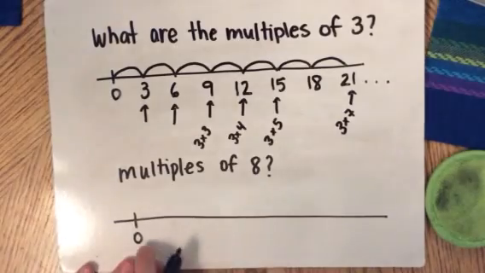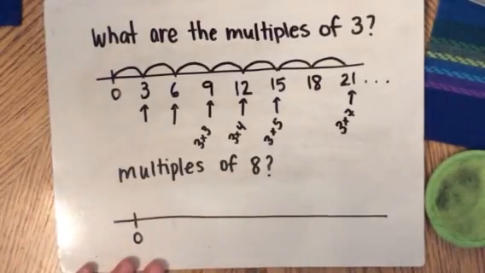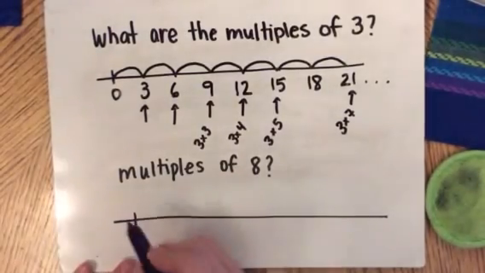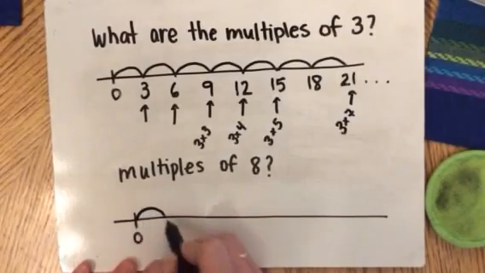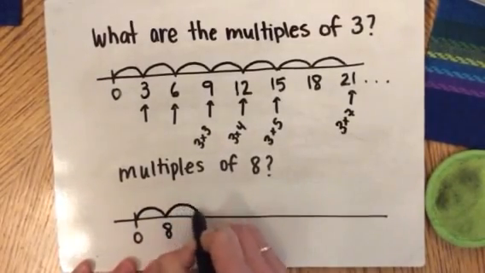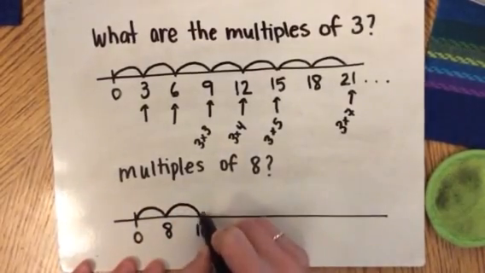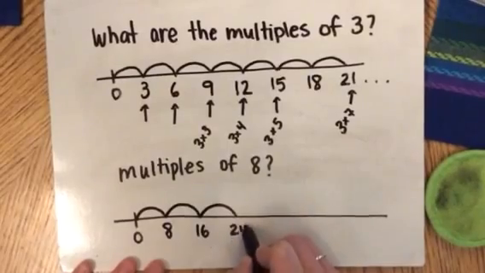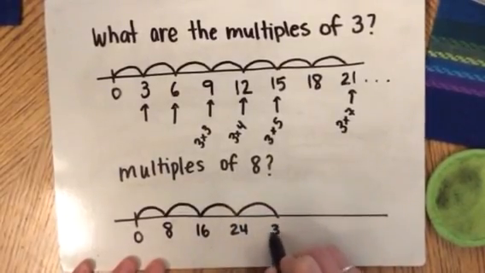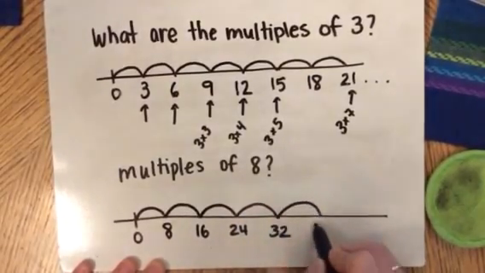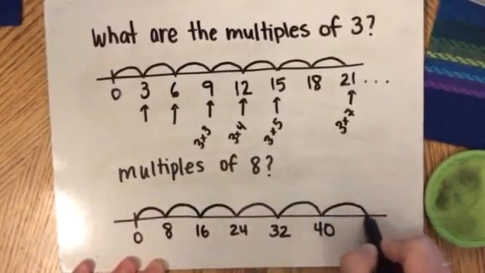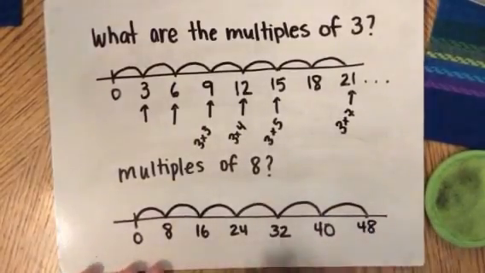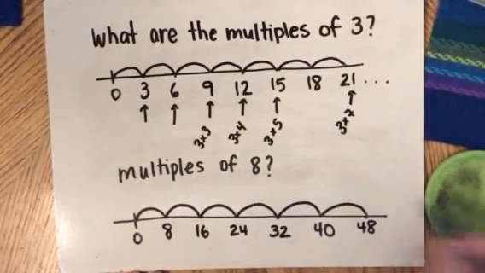You should have seen that if we're skip counting 8 and 8, every number we land on will be a multiple of 8. So 8, 16, 24, 32, 40, 48. These are all multiples of 8. And it could keep going all the way to 80, to 800, and on.